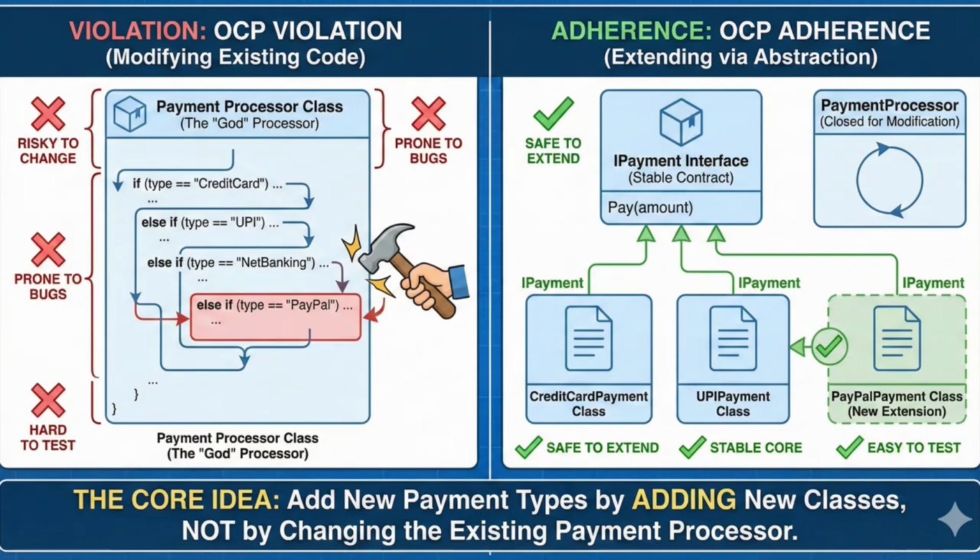We extend the system by adding new classes instead of modifying old working code. This approach is safe to extend, stable and maintainable, easy to test, future-proof, and that's the core idea of the open-closed principle. Add new functionality by adding new classes, not by constantly changing the existing payment processor.